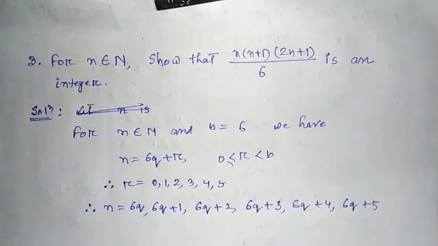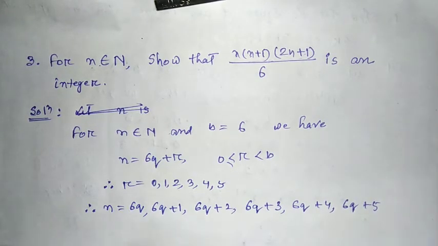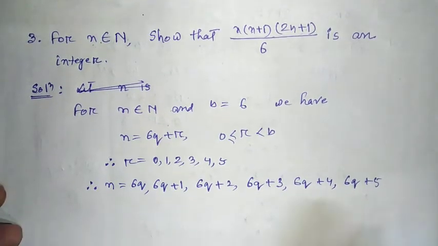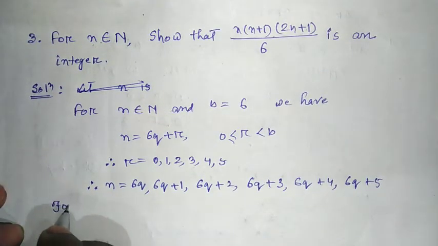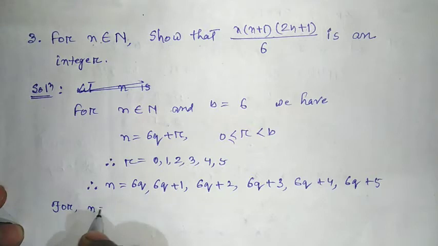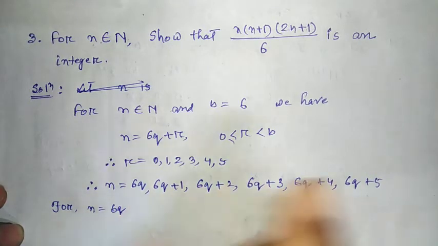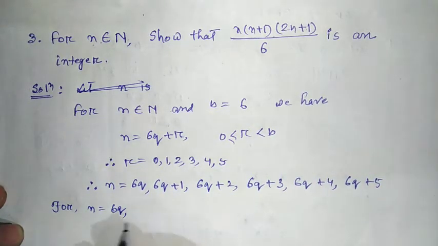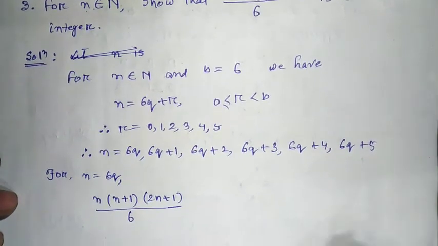These are the possible values of n. So for now we'll put the values of n one by one in the given expression. First of all, for n equal to 6q, what is the given expression? n into n plus 1 into twice n plus 1, divided by 6. So put the value of n here.